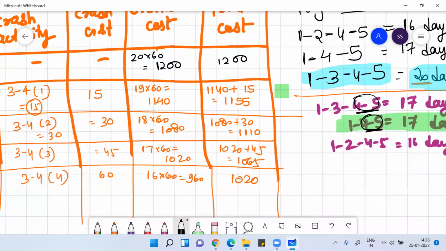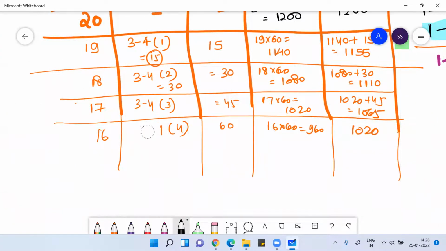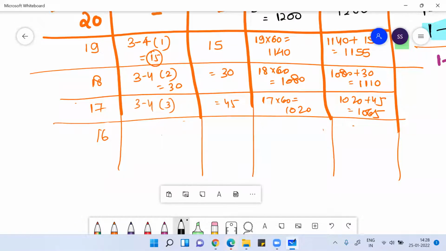So now from 16, I'll not focus on 3 to 5. What I'll do, I'll crash 4 to 5. Now what I'll do, I'll crash.